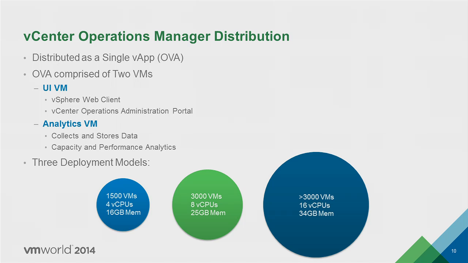And when you deploy it, the 3 deployment options are asked during the deployment of the OVF. That is, how big do you want it to be? I like to say it's small, medium, large, baby bear, mama bear, papa bear. So if you've got around 1,500 VMs or less, you're going to pick the small edition. If you've got 3,000 VMs, you're going to pick the middle edition. And if you have more than 3,000 VMs, you're going to pick the large one.